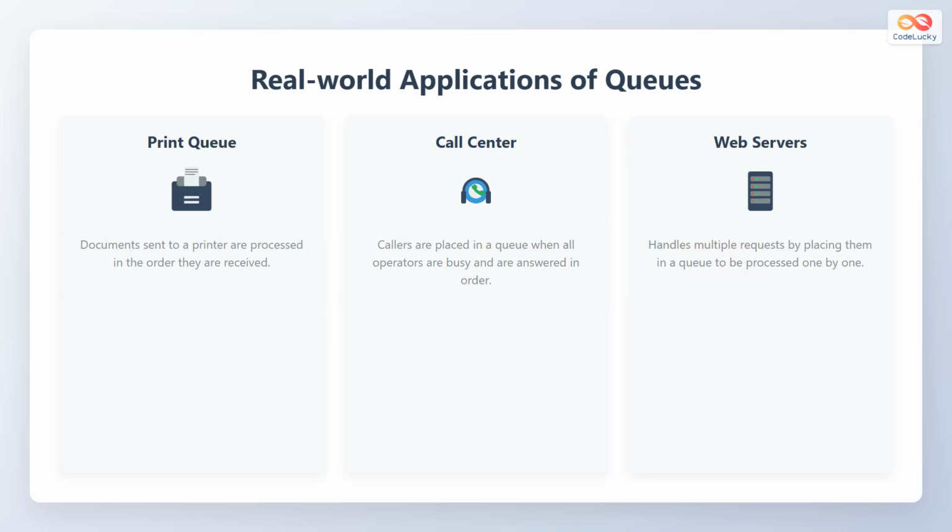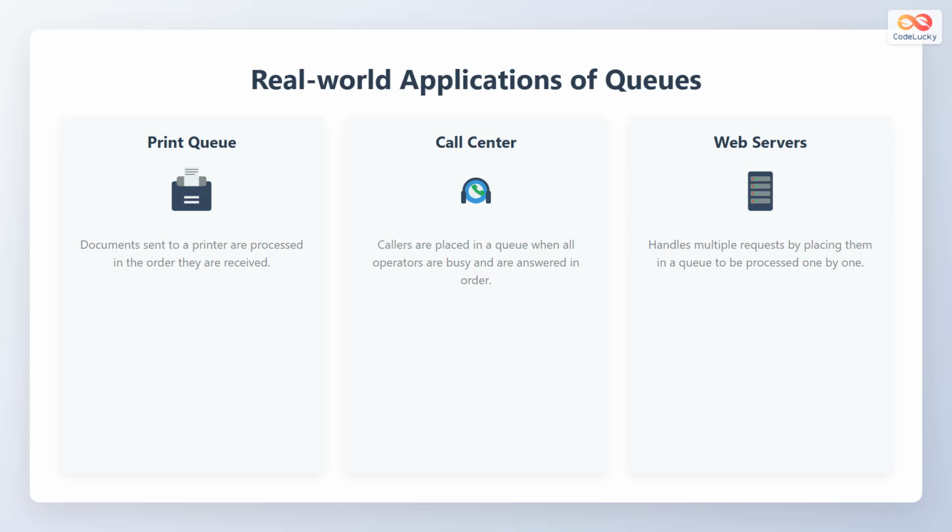Queues are used everywhere in the real world. Let's discuss a few real-world applications of queues. First, print queues. Documents sent to a printer are processed in the order they are received, so the first document sent is the first to be printed.